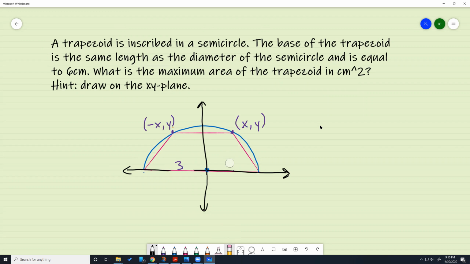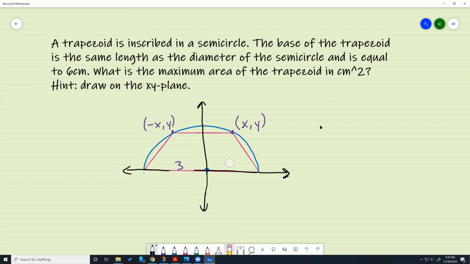So here we go. Let's start off by coming up with the equation for the semicircle. Might as well see this as a full circle. In that case, circle, center at the origin, radius of 3. Now our goal is to maximize the area of the trapezoid. We'll do that by coming up with the equation right here. Remember, the area of the trapezoid is h over 2 times base 1 plus base 2.